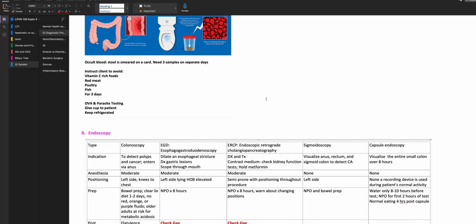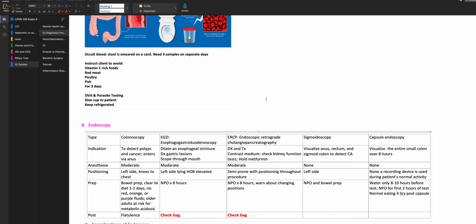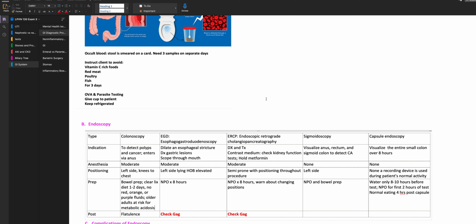All right, with endoscopy, I'm going to talk about a couple different tests and tell you some important things about them. So the first test I'm going to talk about is a colonoscopy. This test is done usually on people over 50 years old to detect polyps and colon cancer. This scope enters via the anus. The reason I'm telling you that is because you don't have to worry about a gag reflex after this test, okay? You will have to worry about it on other tests, but not this one.